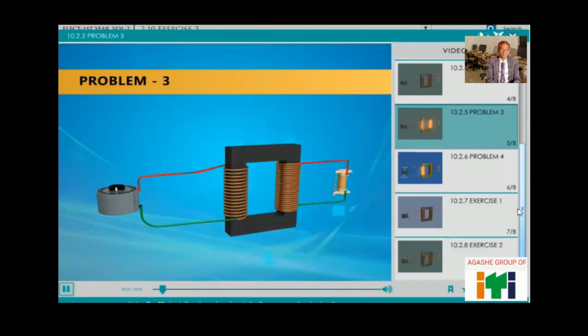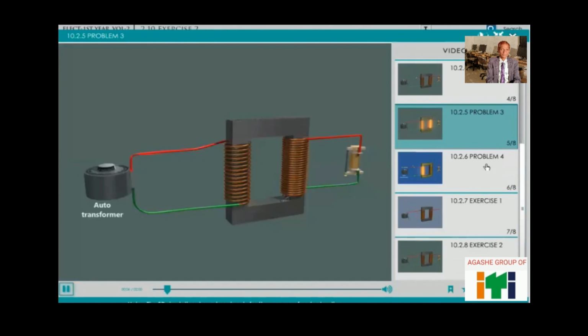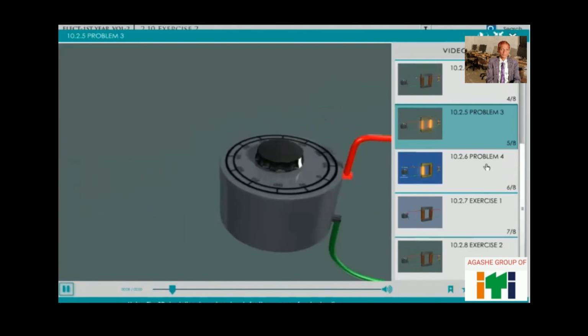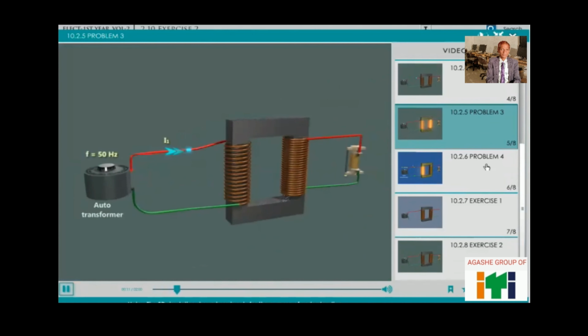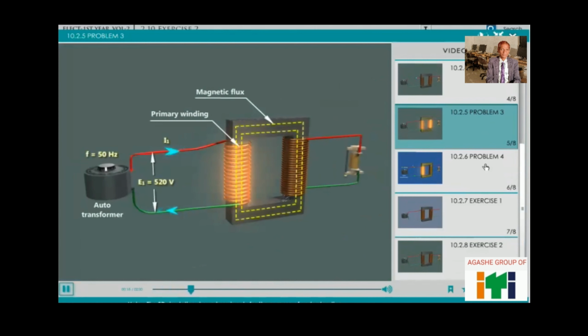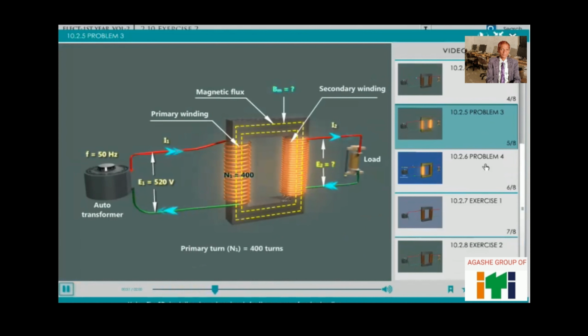Problem 3. We are going to solve the problem based on transformation ratio. Frequency, that is f, is equal to 50 Hz. Primary voltage, that is E1, is equal to 520 volts. Primary turns, that is N1, is equal to 400 turns. Secondary turns, that is N2, is equal to 1000 turns.